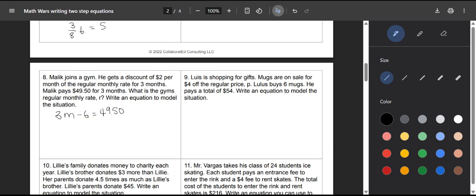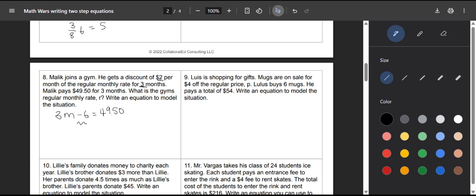All right, so we have the expression 3m minus 6 representing that rate that he pays. 3m tells us it's 3 months of that monthly rate. And the minus 6 comes from saving $2 per month for 3 months. So that's a saving of $6 because he is saving that money. He's not paying it. That's going to be a subtraction. Okay, so 3m minus 6. And then we know that he pays $49.50 for those 3 months, so it's equal to $49.50.